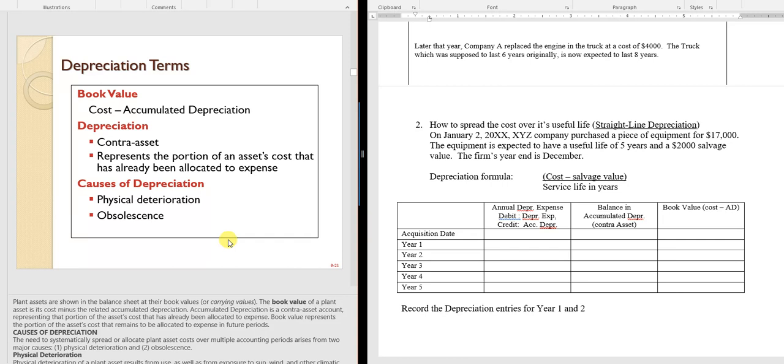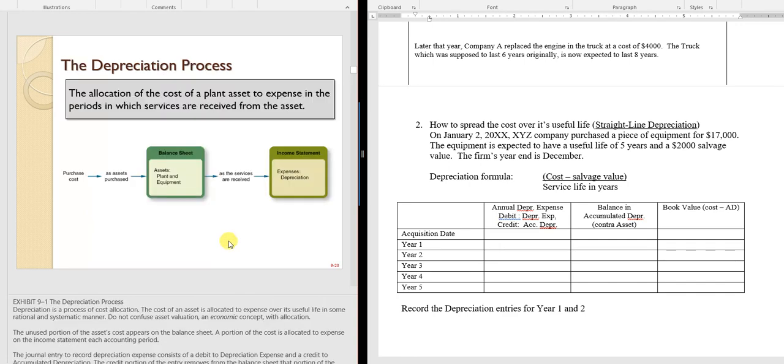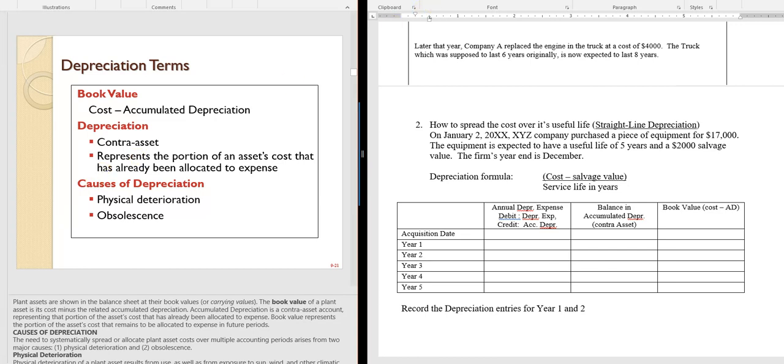Some terms that you need to know is book value. Okay, and we had these back in the adjusting entries chapter. So book value is important because remember, it's frustrating, I have 2 accounts for the truck. I have the truck, which is the cost of the truck. So in this case, it's $17,000, the one we're going to get to.